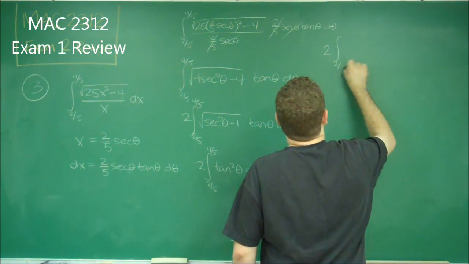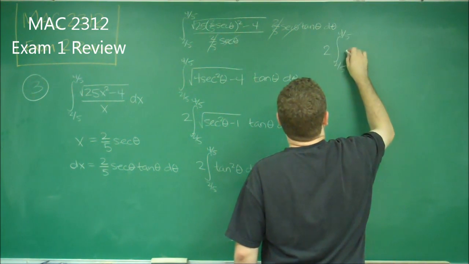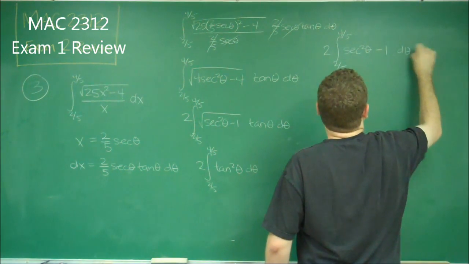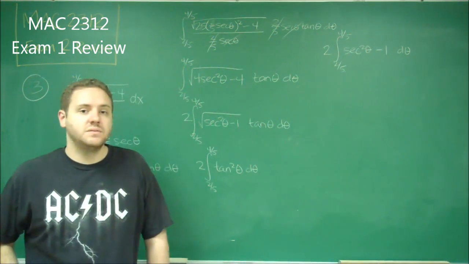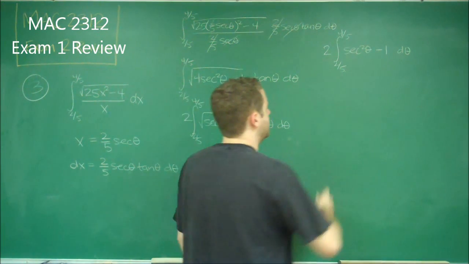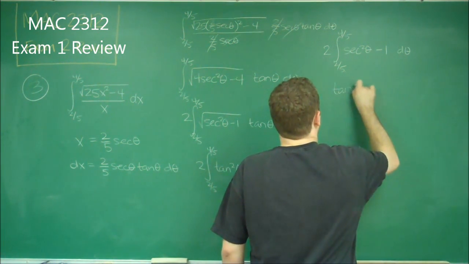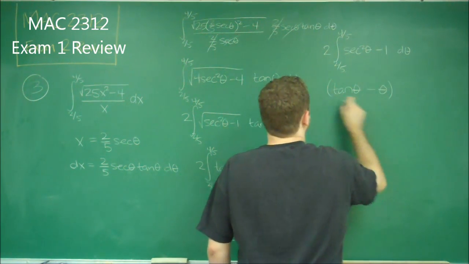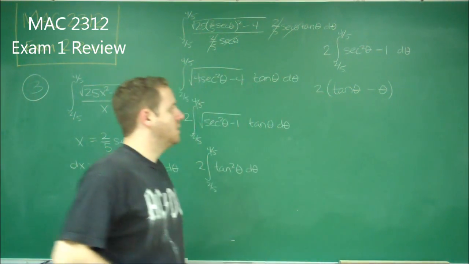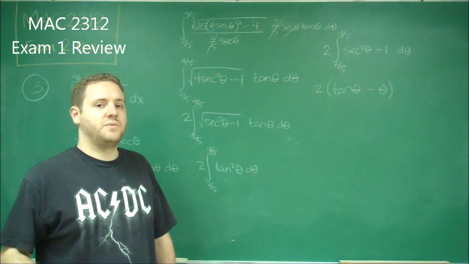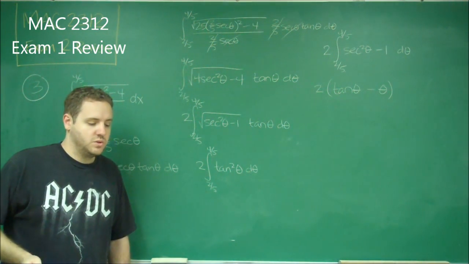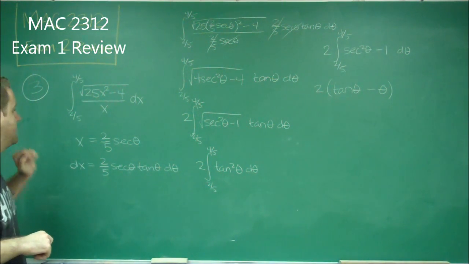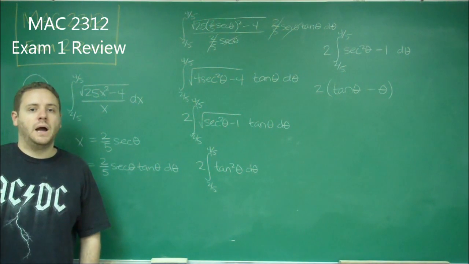So instead of tangent squared, we're going to have secant squared theta minus 1 d theta. That antiderivative is very simple. The antiderivative of secant squared is tan theta. The antiderivative of 1 with respect to theta is theta. This is all times 2. Now we are going from 2/5 to 4/5, but that's in terms of x. So we have to plug back in for theta, and that's where this involves doing our right triangle.